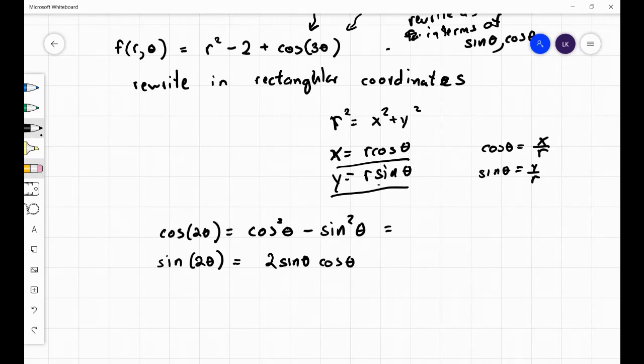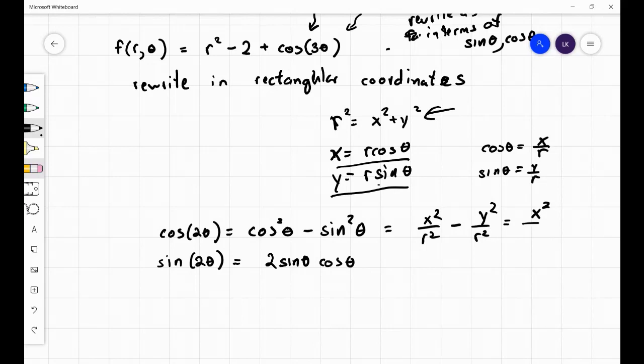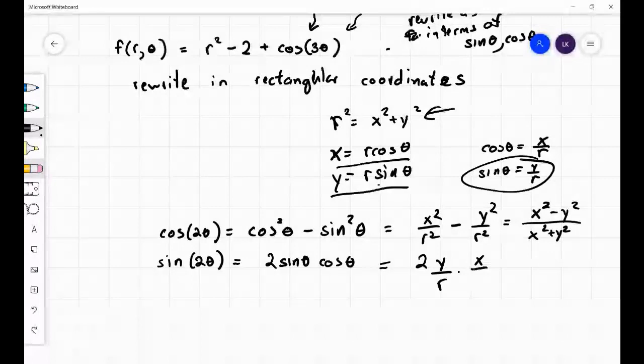So the next step would be to replace cosine squared with x squared over r squared. And sine squared will become y squared over r squared. And then once you just have x's, y's, and r's, they are easy to replace, because r squared we know is x squared plus y squared. Okay. So similarly over here you could have 2 times sine becomes 2 times y over r times cosine, that's x over r.